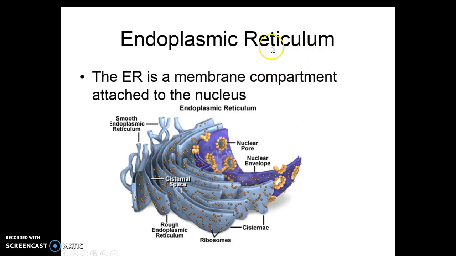The endoplasmic reticulum is a membrane compartment, so it's made of a membrane attached to the nucleus. Here is a cutaway piece of the nucleus. Here are these compartments traveling away from the nucleus, and look, they're all interconnected by the pores. So the whole thing is sort of like one big folded up membrane with different purposes and different parts.